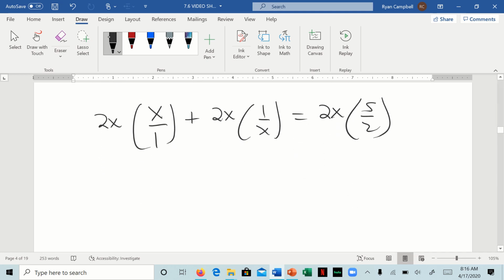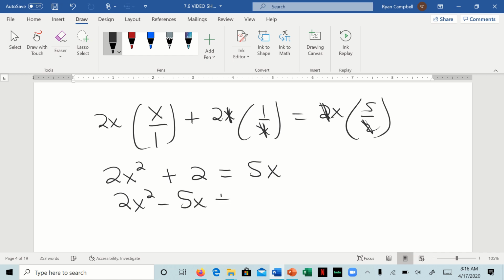So the first one, nothing cancels with the 1 because it's just 1, right? So you multiply across and you get 2x squared. X's cancel in the second one, so you get 2. And then 2's cancel, so you get 5x. So we get 2x squared minus 5x plus 2 equals 0.